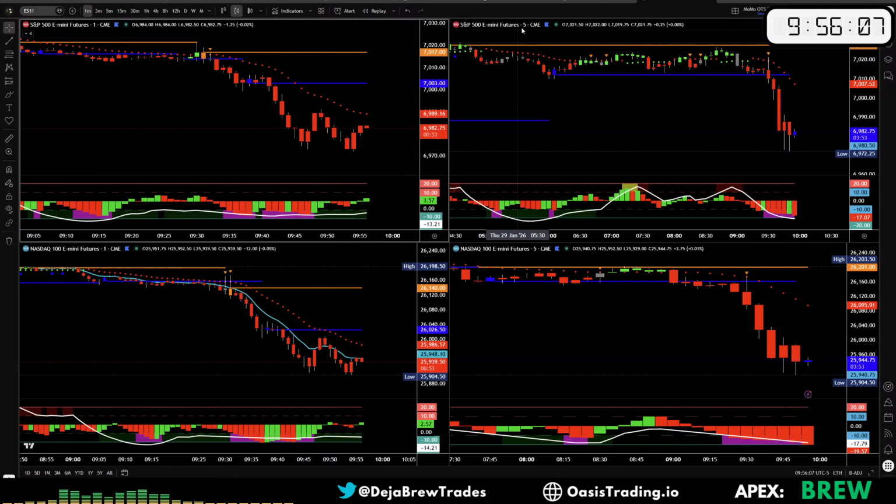Little bull div here, possibly into the trail. Same way I always talk about with the trail when you have any bottom sweeps or bull divs or any reason to look for a bottom there. You always want to target the trail first and then see if it's actually a strong break.